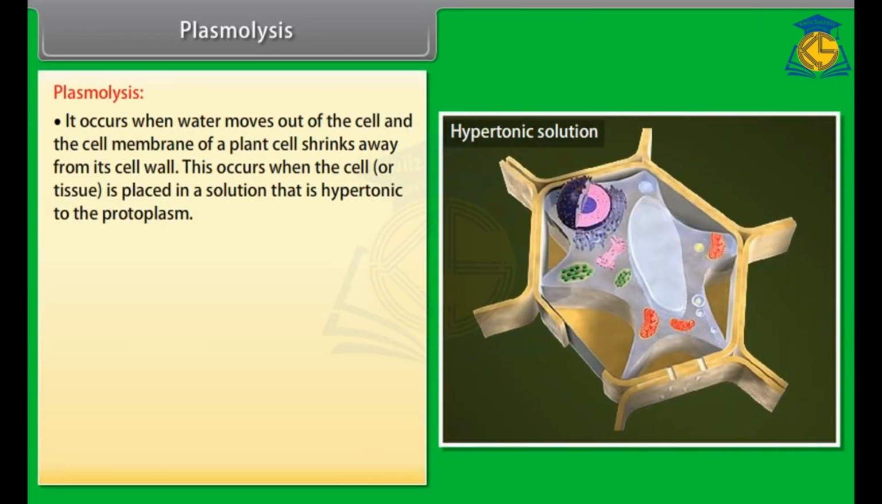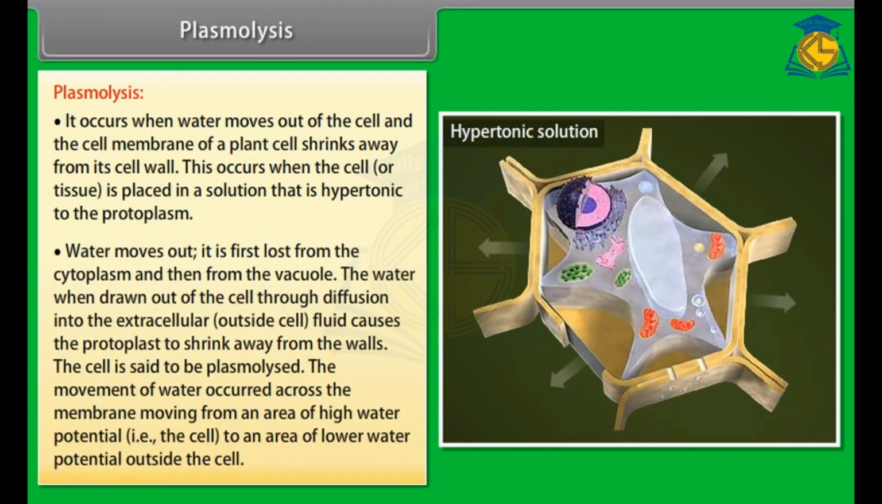Plasmolysis occurs when water moves out of the cell and the cell membrane of a plant cell shrinks away from its cell wall. This occurs when the cell or tissue is placed in a solution that is hypertonic to the protoplasm. Water moves out. It is first lost from the cytoplasm and then from the vacuole.